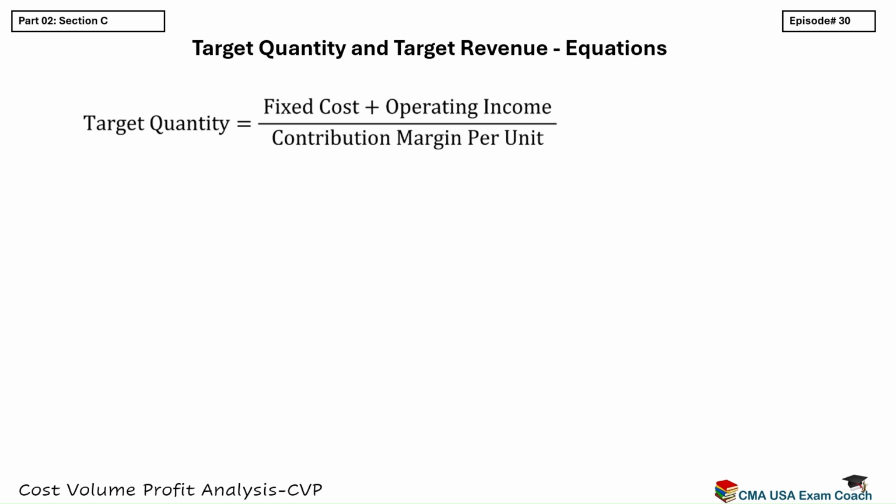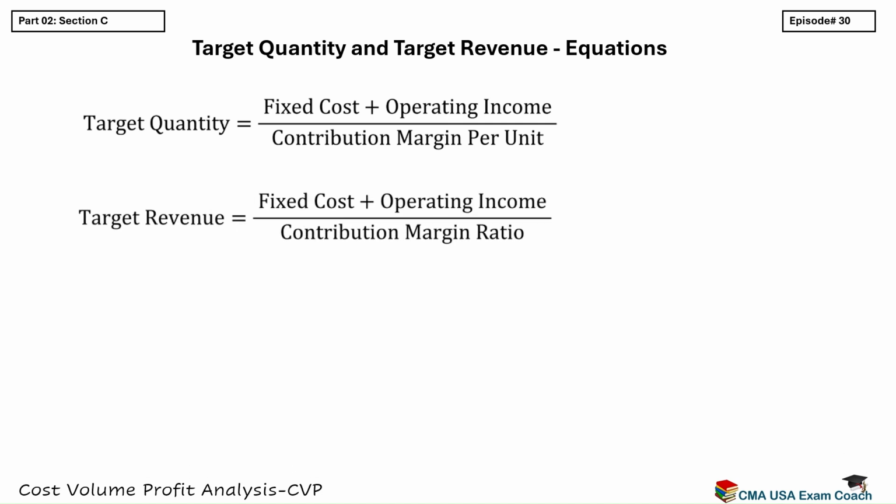Second, target revenue using contribution margin ratio. Target revenue equals fixed cost plus operating income divided by contribution margin ratio. Now this formula is useful when we want to calculate how much sales revenue we need to achieve our target. The logic is the same as the previous one.